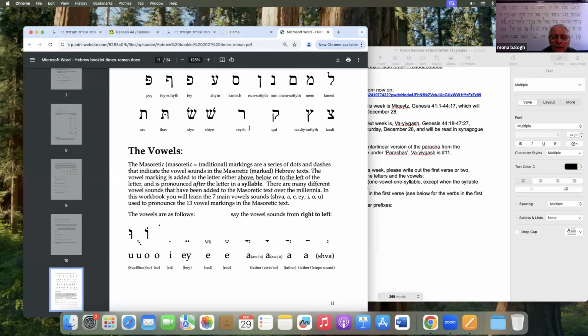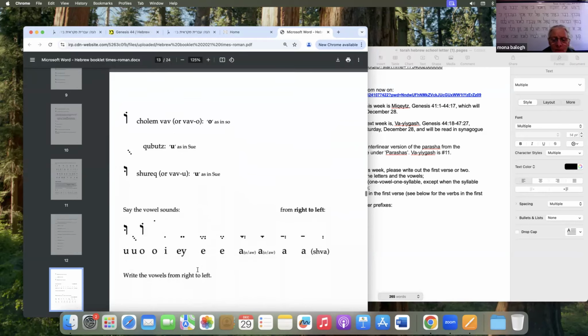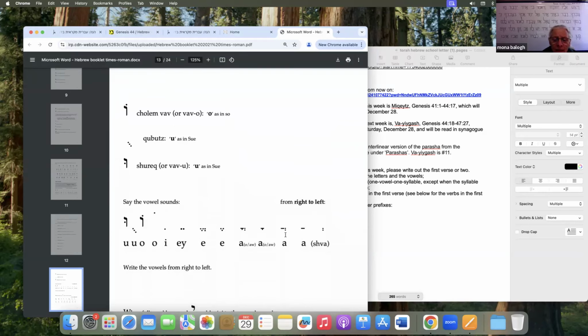Tsere, a. Hirek, ee. Okay, these are all underneath the letter, and then the cholam is above and to the left of the letter, makes the O sound. Vav O, O. Kubutz under the letter, U. And Vav U, U. All right, so Shva, Patach, Chatef Patach, Kamatz, Chatef Kamatz, Segol, Chatef Segol, Tsere, Hirek, Cholam, Vav O, Kubutz, Vav U.